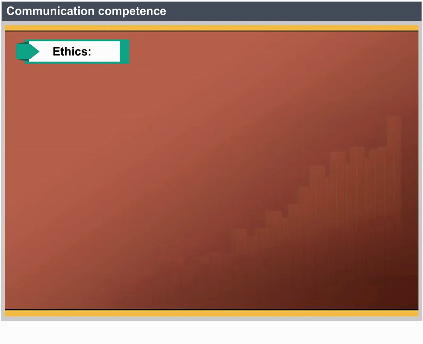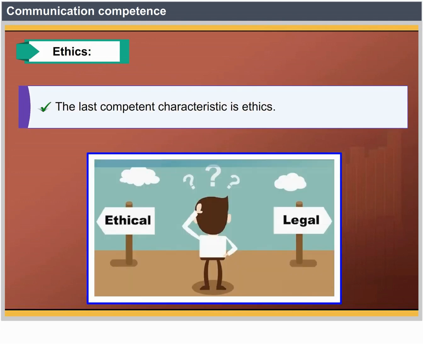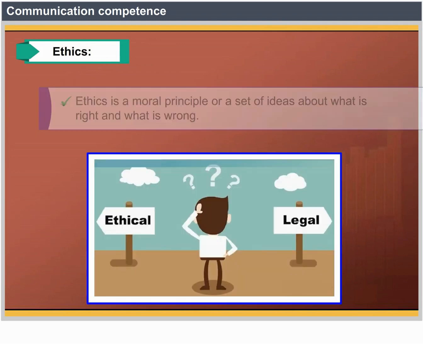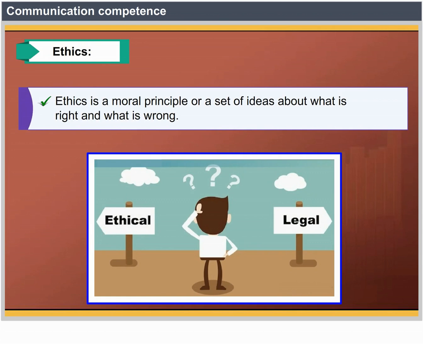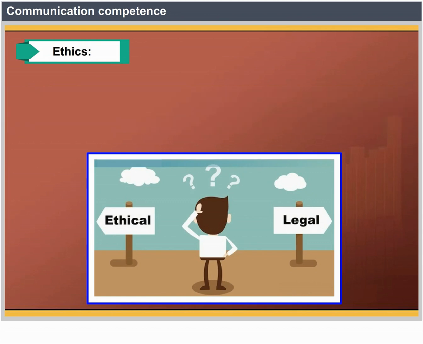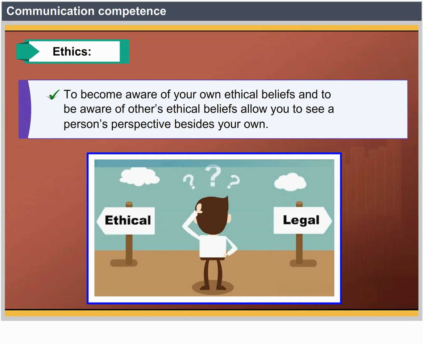Ethics. The last competent characteristic is ethics. Ethics is moral principles or a set of ideas about what is right and what is wrong. To become aware of your own ethical beliefs and to be aware of others' ethical beliefs will allow you to see a person's perspective besides your own.